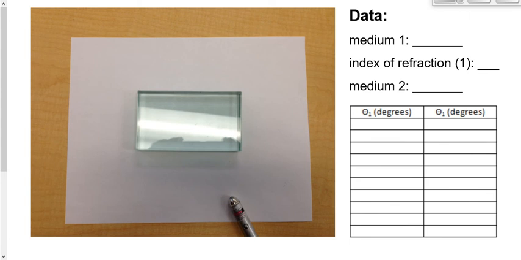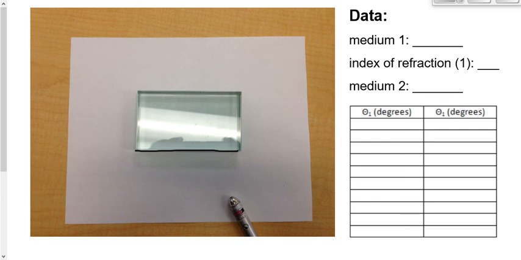We want to measure the angle of incidence as the light goes into it. We want to measure the angle of refraction as the light comes out into the glass. Here's how we're going to do it. The first thing is, when you put this block on your piece of paper, I want you to trace a line along the edge of the block. Okay, that's going to represent your boundary.